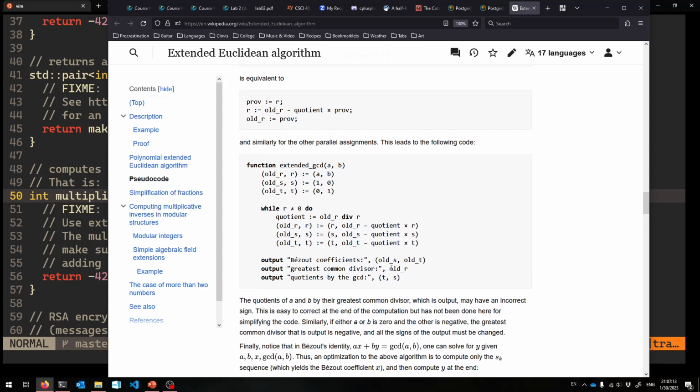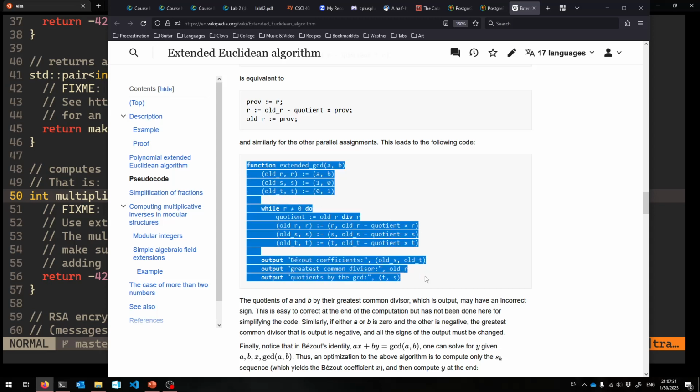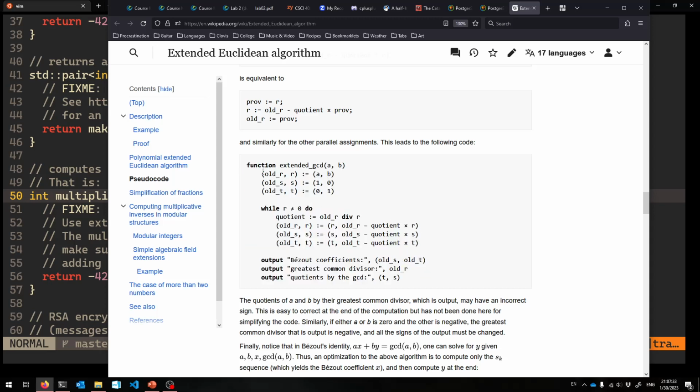You're going to modify this pseudocode to return these Bézout coefficients. That's the coefficients in the extended GCD that you would like now. You'd like to make a pair of old S and old T, and that's what you return, if you implement it this way. It might be a little difficult to read this pseudocode. This is supposed to be the body of the function, but it has something that you've never seen before called a parallel assignment.